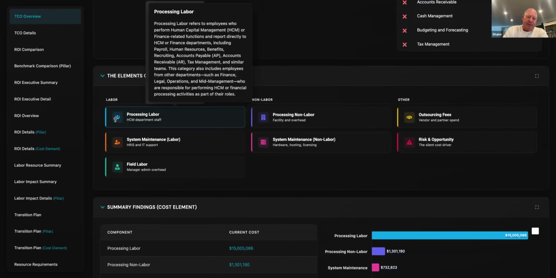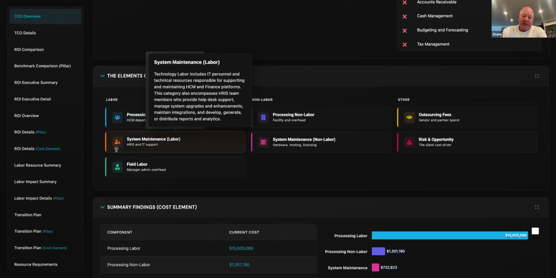Processing labor would be the employees who perform human capital type functions or finance related functions. In the case of payroll, they would be the members of the payroll team. They could also be a portion of a person who works in finance who may come over and help payroll at the end of the year, do W-2s and tax forms and those kinds of things. So really, it's the people involved in delivering the gross to net payroll.